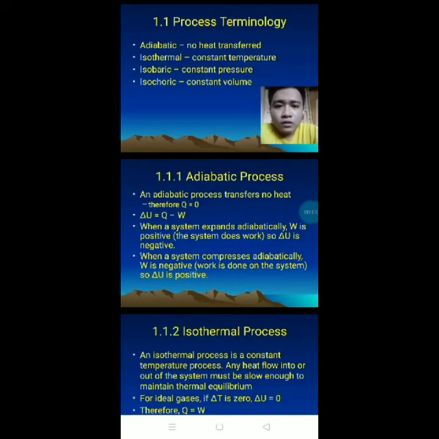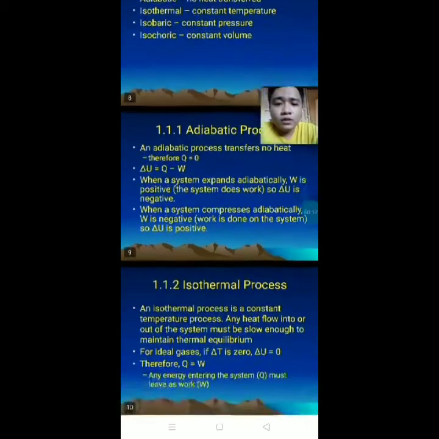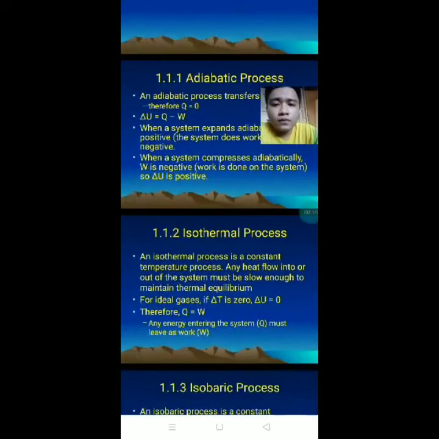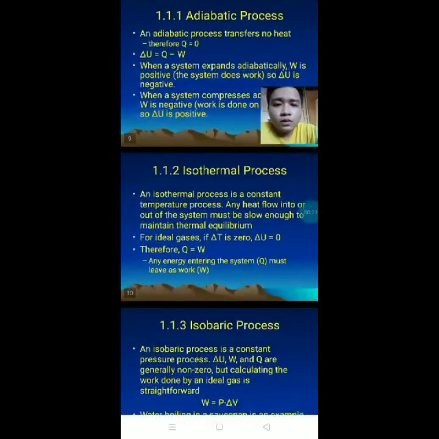Process terminology. There are four processes: adiabatic, isothermal, isobaric, and isochoric. First is the adiabatic process. An adiabatic process transfers no heat, therefore Q equals 0. ΔU equals Q minus W.